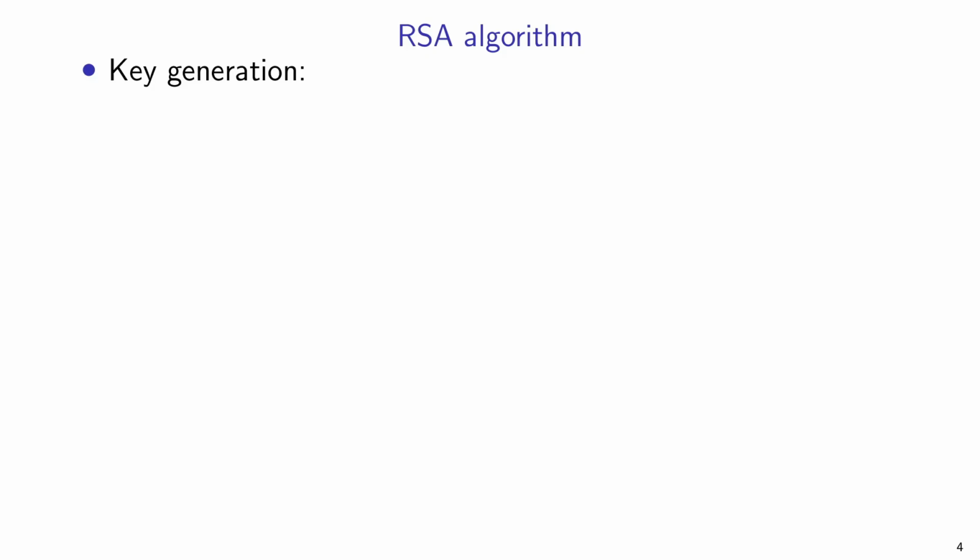So the key generation for RSA is as follows. First, we have to choose two distinct prime numbers, P and Q. If you recall, a prime number is a number that can be divided only by 1 and itself. The prime numbers in RSA have to be very large to provide sufficient security. Usually, the primes are at least 1024 bits long, but we can generate such numbers easily.